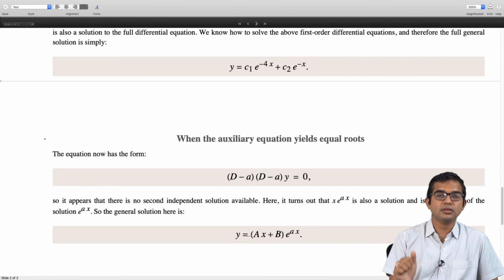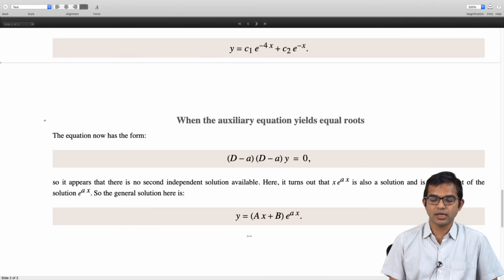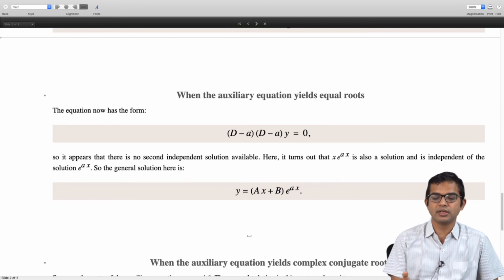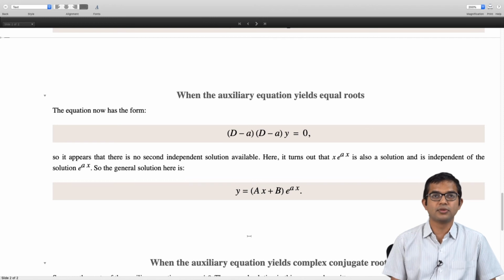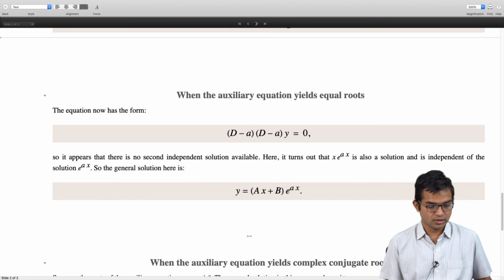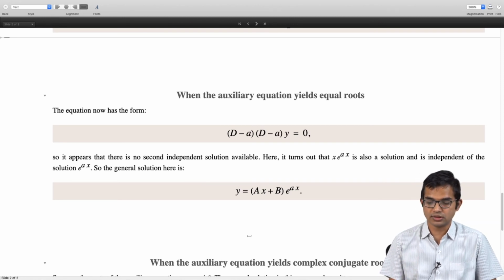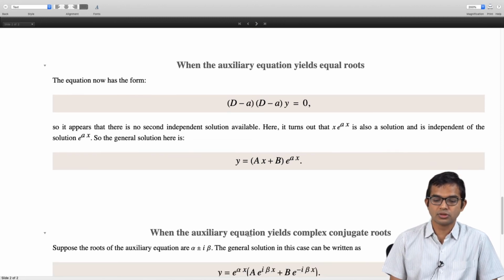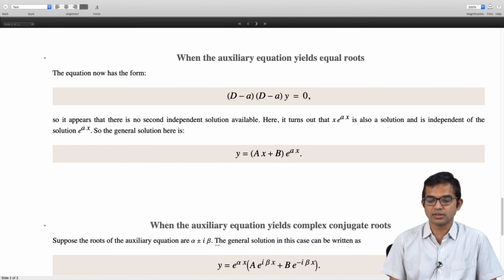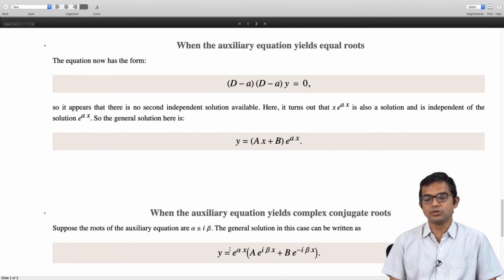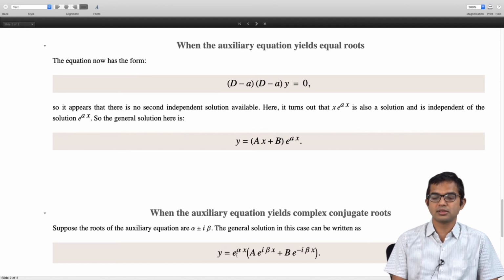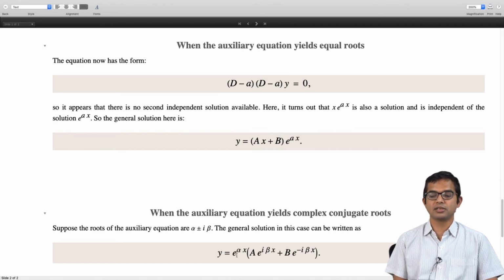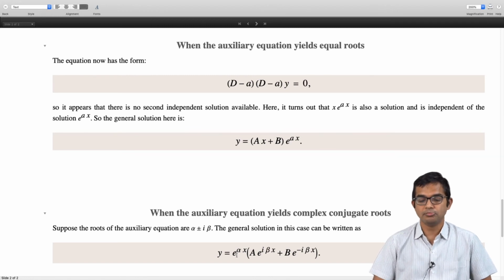So then there is a third scenario which one should also be aware of, which appears frequently, and that is when the auxiliary equation yields complex conjugate roots, right? If one of the roots is complex, the other also must be complex, right? We know this from quadratic equations, and indeed the two roots are complex conjugates. So you can have a scenario where the roots are alpha plus or minus i beta, and in this case the general solution will turn out to be e to the alpha x times (A times e to the i beta x plus B times e to the minus i beta x), right?